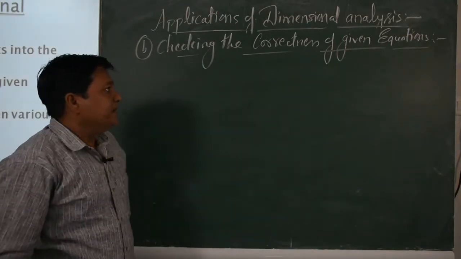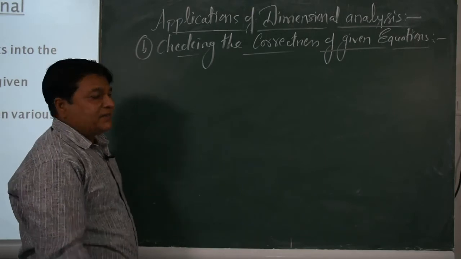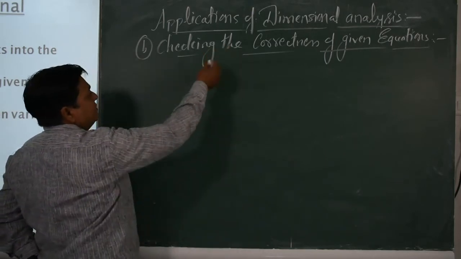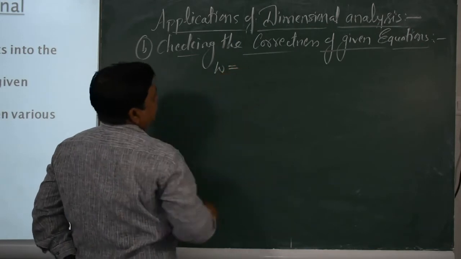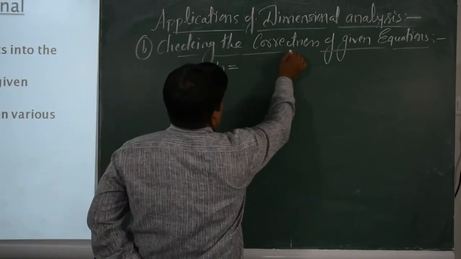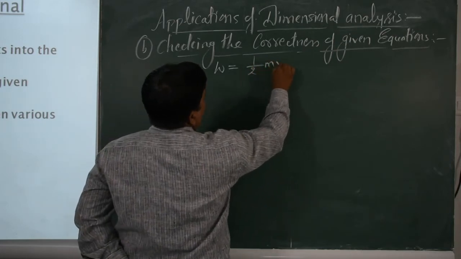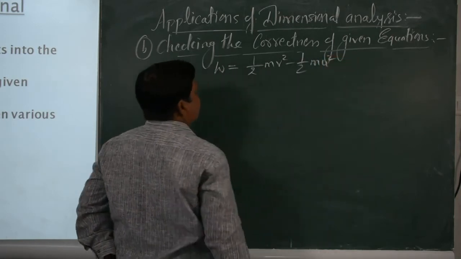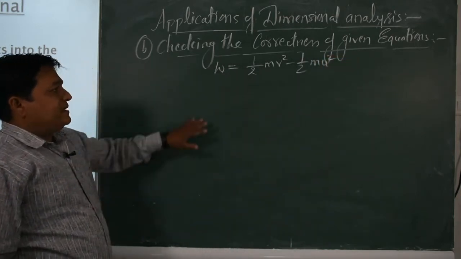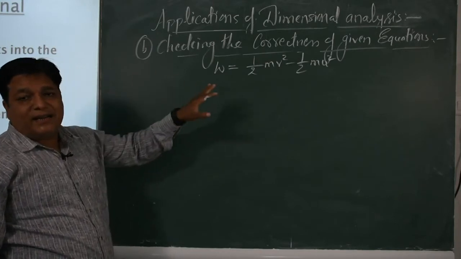Okay, let us suppose there is an equation we want to check whether it is correct or not. We take that work is equal to change in kinetic energy. This is the work energy theorem. Change in kinetic energy is equal to half mv square minus half mu square. Okay, this is the given equation. We have to check whether this equation is dimensionally correct or not.